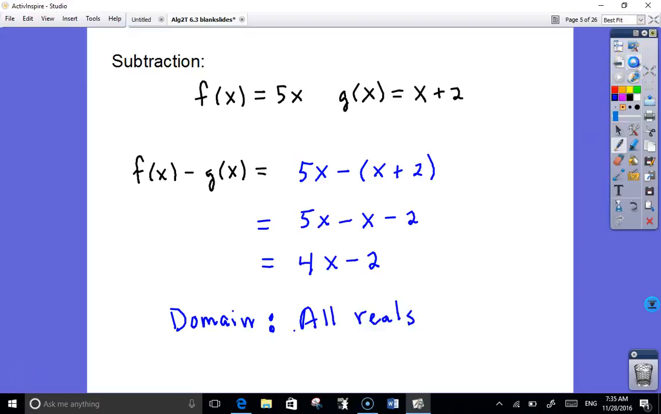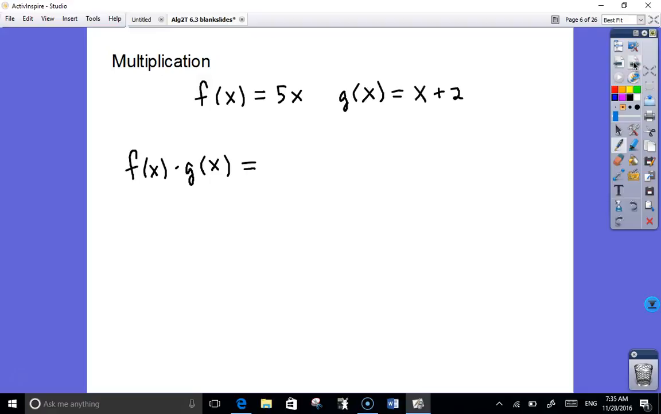Multiply. f of x times g of x. Again, we'll substitute. In place of f of x, we'll put what it equals, and in place of g of x, we'll put what it equals. And then we will simplify: 5x squared plus 10x. And again, the domain is still all real numbers. The result is a polynomial, and so it's still all real numbers.